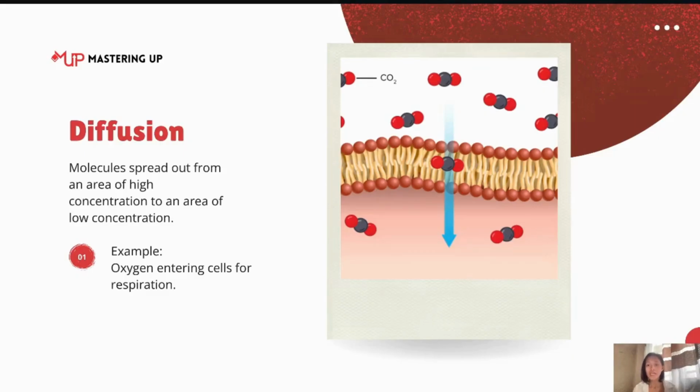Another example is oxygen moving from the lungs into the bloodstream, which is a type of diffusion, as oxygen moves from the area of higher concentration, which is in the lungs, to the area of lower concentration, which is in the blood. Diffusion happens naturally and doesn't require energy. It is essential for the movement of gases like oxygen and carbon dioxide across cell membranes.